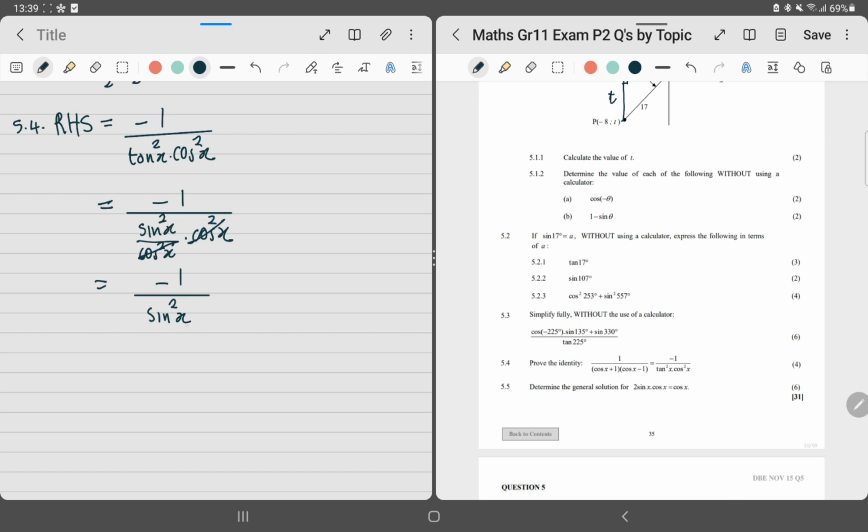sine squared x. So when I look at my identity on the left hand side, I don't have any sine there. So I need to change the sine to a cos. So sine squared x should be equal to 1 minus cos squared x. So that's a negative 1 all over 1 minus cos squared x.